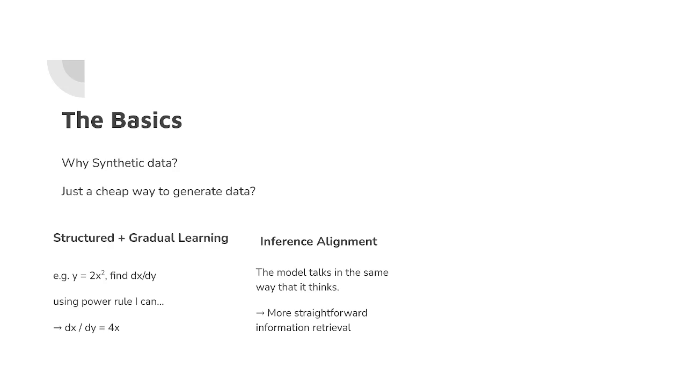So for example, we all know how to do this problem on the left. So y equals 2x squared, let's find the derivative with respect to x. What if we were given another problem? y equals 4x squared. Find the derivative with respect to x. So for us, it's very intuitive to make the connection to match this problem. And I can use the power rule to, blah, blah, blah, get your answer. So we want the model to do something very similar in the same way. So we want to do more straightforward information retrieval.